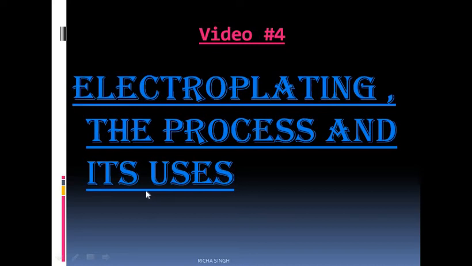We have also studied the experiment where we saw a color change due to the chemical effect of the electric current. In that video we also discussed the different uses of electrolysis, or electroplating. So in this video we will see what electroplating is, the process, and the different uses of electroplating.